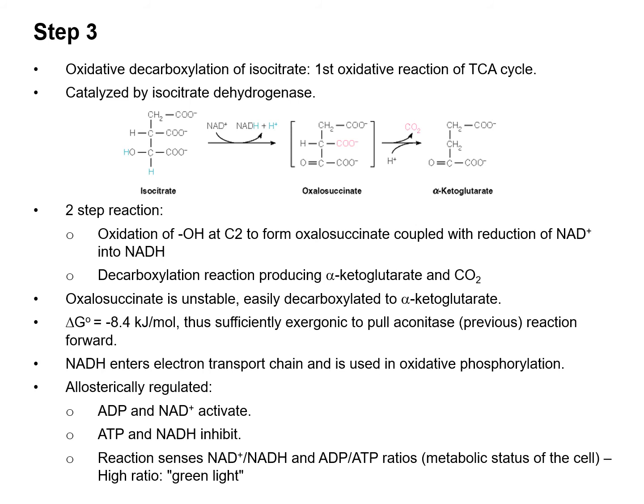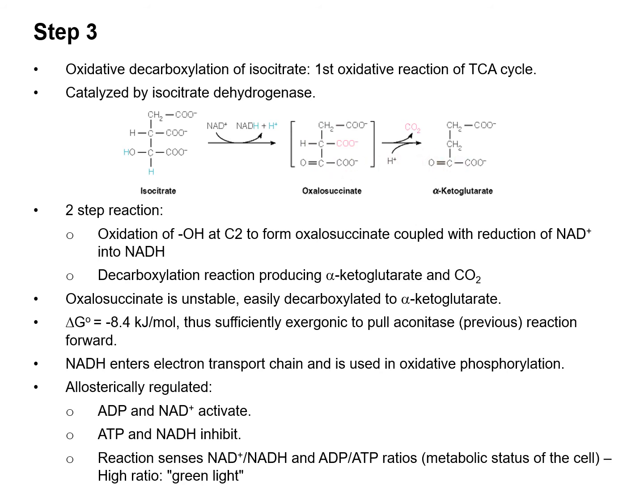And the next step will be the decarboxylation of the oxalosuccinate that produces alpha-ketoglutarate and carbon dioxide. And this oxalosuccinate intermediate is unstable and easily decarboxylated to alpha-ketoglutarate. So since this is a pretty unstable stage, this will happen pretty spontaneously.